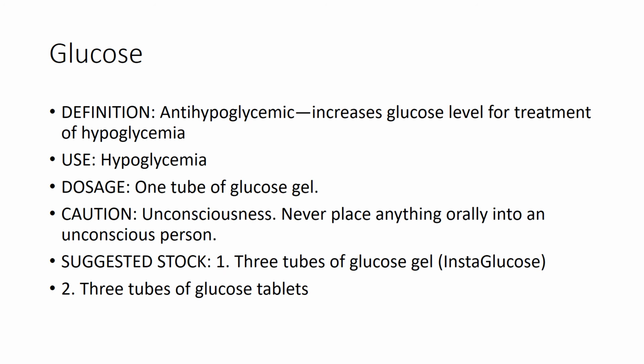Next is glucose. Glucose is anti-hypoglycemic. It increases glucose level for treatment of hypoglycemia. So glucose is indicated for hypoglycemic cases. Dosage 1 tube of glucose gel. Suggested stock for emergency trolleys, we can have like 3 tubes of glucose gel on the emergency trolley, or 3 tubes of glucose tablet.